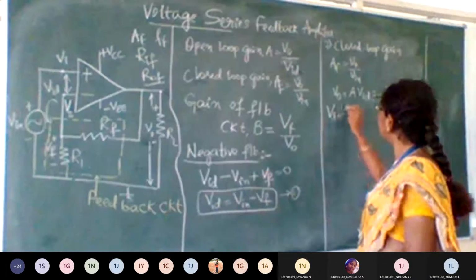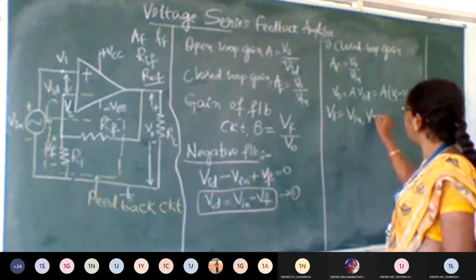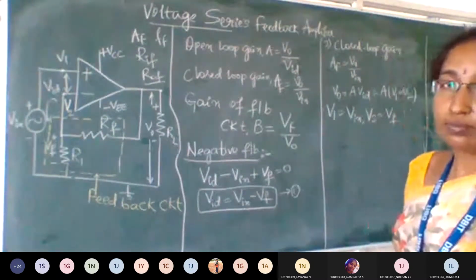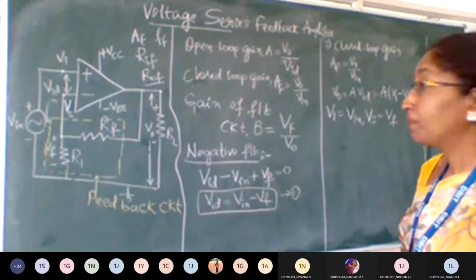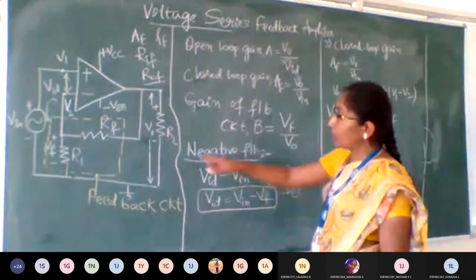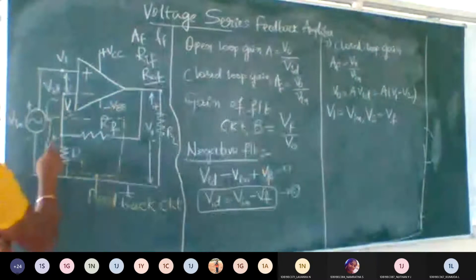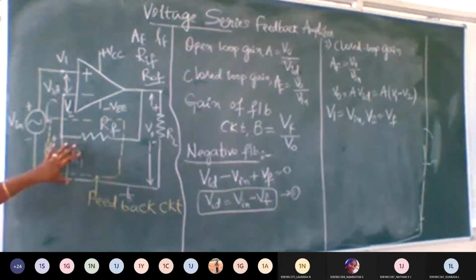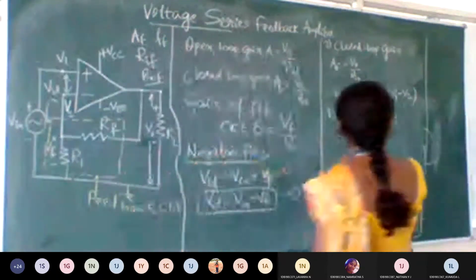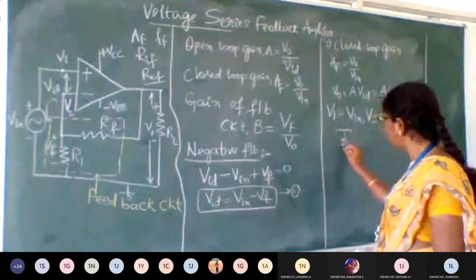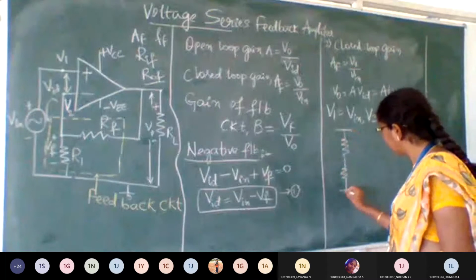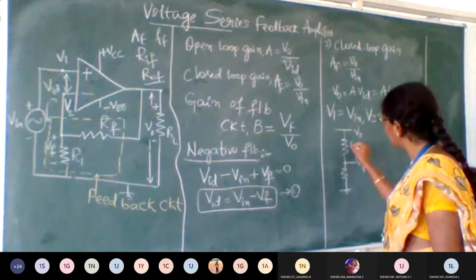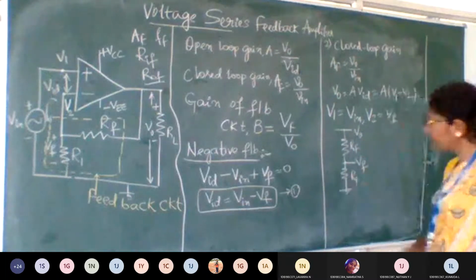Okay, V1 is Vin, V2 is equal to Vf. Any doubt? Okay. So now V2, that is Vf. Just observe, this looks like a voltage divider circuit. So let me write the voltage divider part of the circuit. You're supposed to find out this Vf value, and this is Vf, this is Rf, and this is R1.